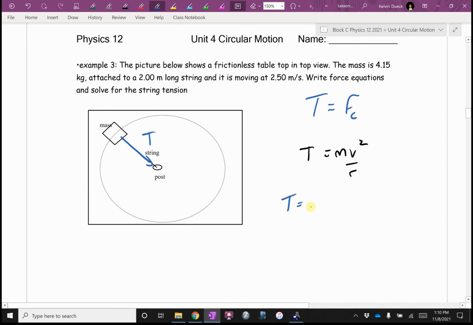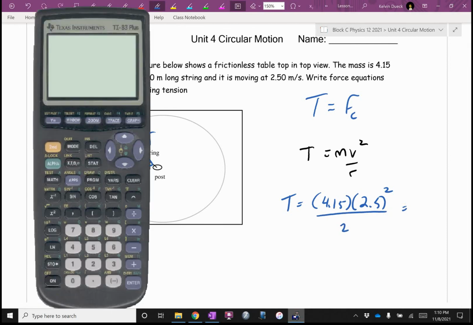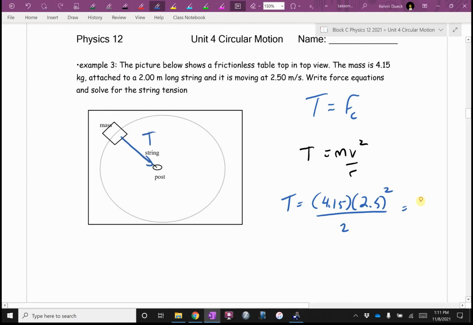It's going to be m, 4.15, v, 2.5, don't forget the squared, all over 2. 4.15 times 2.5 squared over 2. And I get, I guess, 13.0 if I round to 3 sig figs. Newtons.